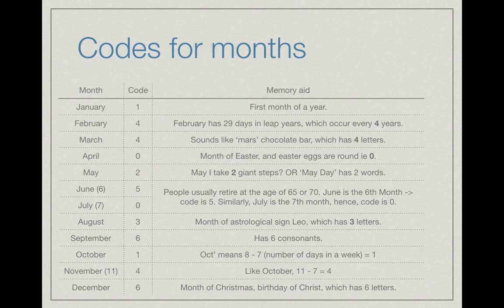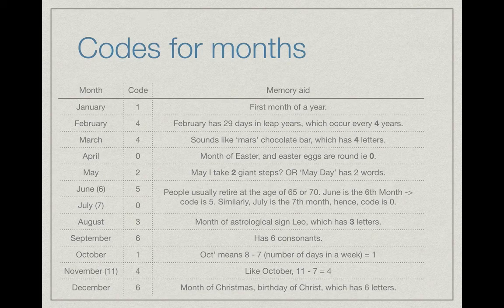And Leo has 3 letters, so August has 3. September has 6 consonants: S, P, T, M, B, and R. So that's why it's 6. You can figure out another way of remembering September as being 6.